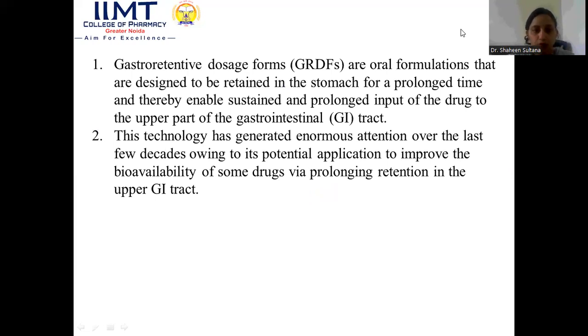Now, gastroretentive dosage forms are oral formulations that are designed to be retained in the stomach for a prolonged time, and thereby enable sustained and prolonged release of a drug to the upper part of the GIT tract. This technology has generated enormous attention over the last few decades due to its potential application to improve the bioavailability of some drugs via prolonging the retention in the upper GIT tract. So it is used for site-specific targeting also, and drugs showing poor bioavailability because of absorption problems in the GIT tract can be overcome by this gastroretentive dosage form.